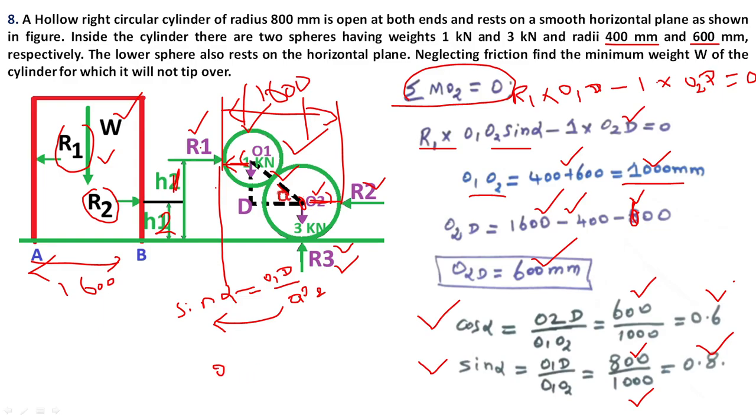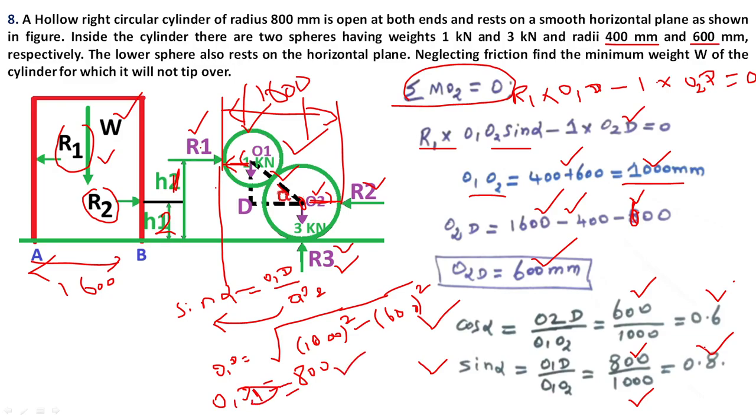O1D is equal to the root of 1000 squared minus O2D squared, where O2D is 600. So O1D is equal to 800. Here O1D is equal to 800 mm. So cos alpha equals 0.6, sin alpha equals 0.8.